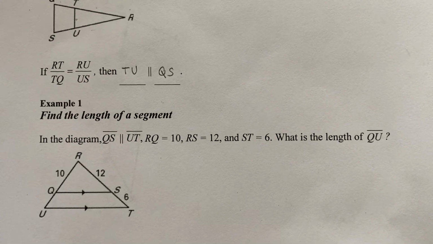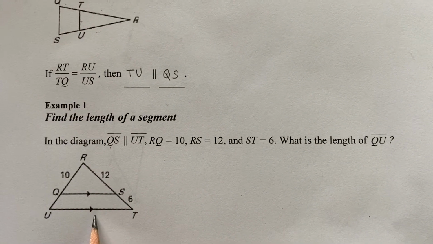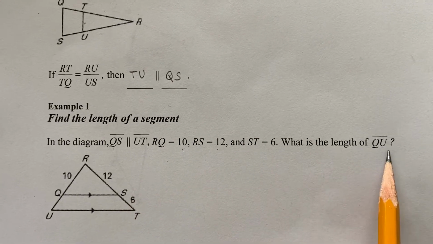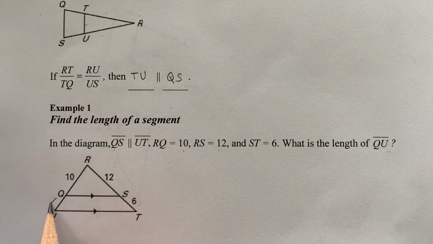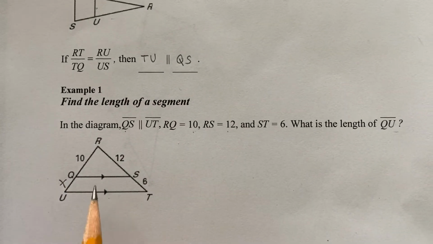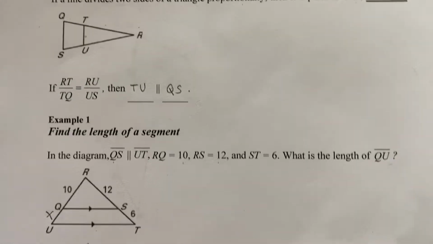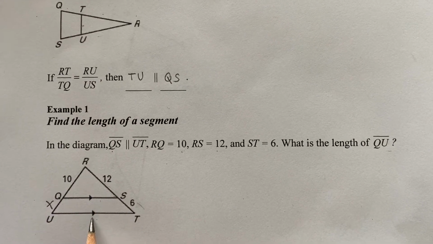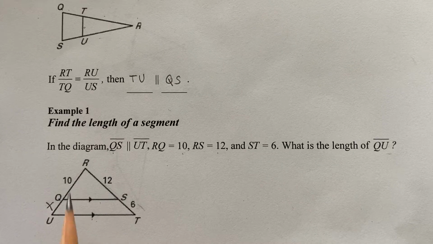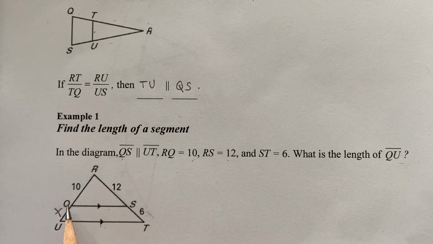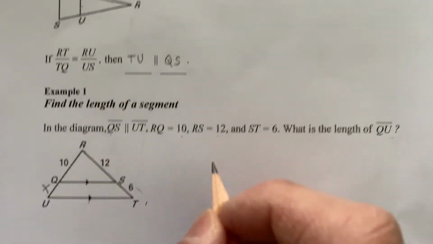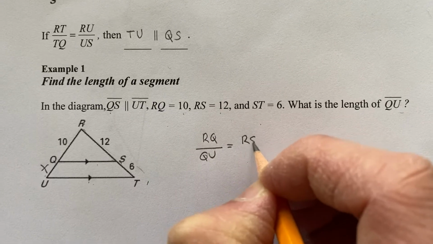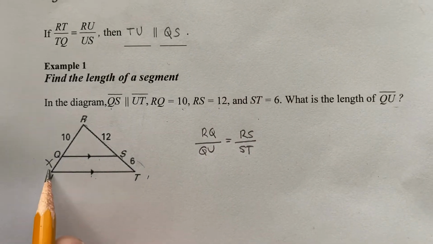It says in the diagram, QS is parallel to UT, RQ is 10, RS is 12, ST is 6. What is the side length of QU? I don't know what QU is, so I'm just going to call it X. We can just apply our triangle proportionality theorem, which says that if this line intersects two sides of the triangle and it's parallel to the third side, then RQ is to QU as RS is to ST. I'm just going to write it out. RQ is to QU as RS is to ST. And what we're trying to solve for here is X.